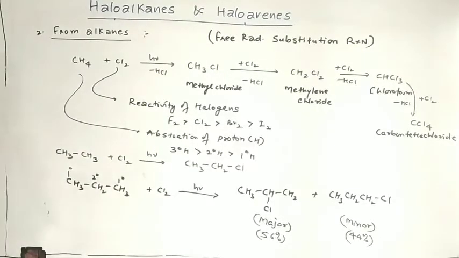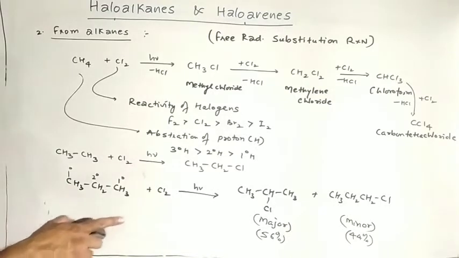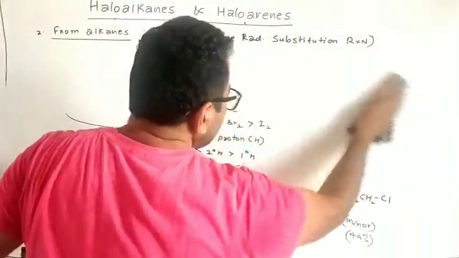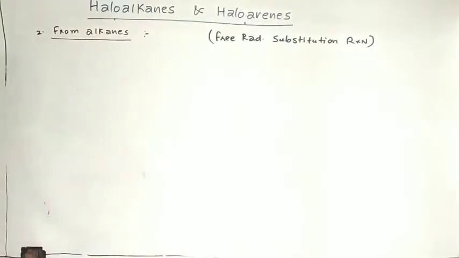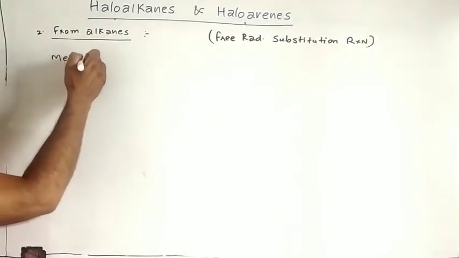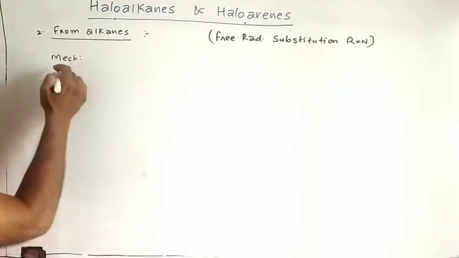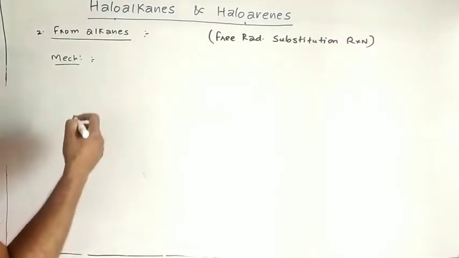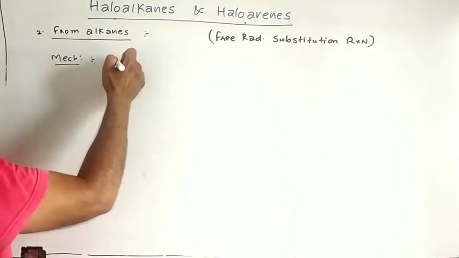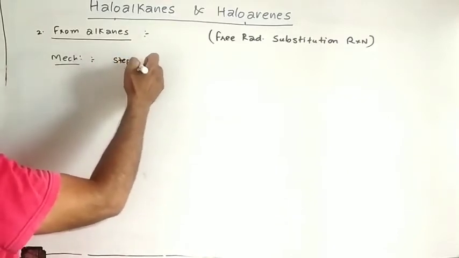So first we will do the mechanism, then we will see why this is 56 and how we can calculate this percentage. First we will do the mechanism of the reaction. The mechanism involves free radical substitution, and the reaction takes place in the presence of light. So this reaction is called a photochemical reaction. Photochemical reactions always have 3 steps.